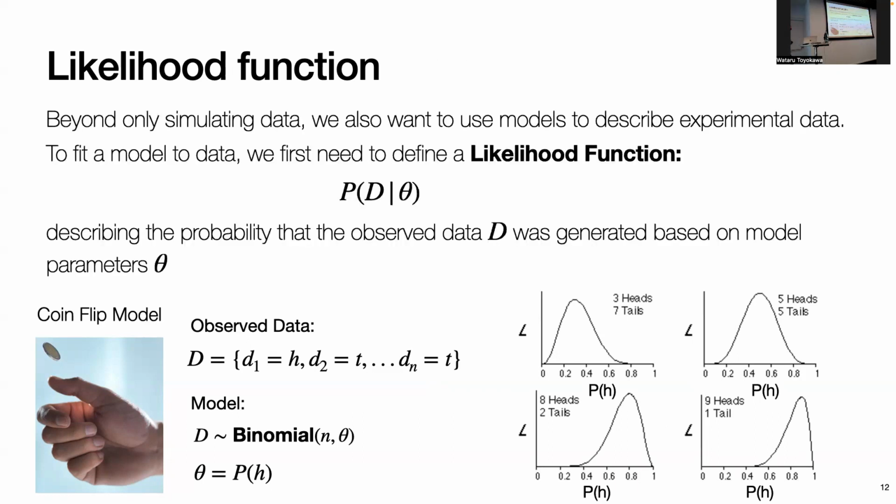Beyond only simulating data, we want to use models to describe the experimental data that we've observed. So to fit a model, we define a likelihood: the probability of the data given the parameters. This describes the probability that the data was generated by a model with parameters theta. If, for instance, our parameter theta is 0.8, we have a high probability that this describes the data of 8 heads and 2 tails.